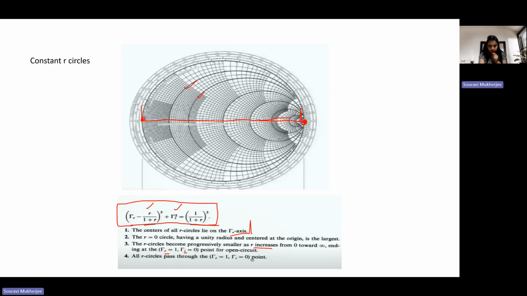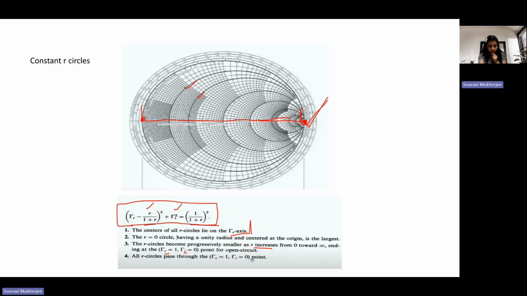Now, all R circles pass through this point, right? So if you put the value of tau R as 1 and tau I as 0, you would see that all of them will be satisfied. So basically, all circles will pass through the open circuit point, as you can see in the figure as well, right? Everything passes through this point.